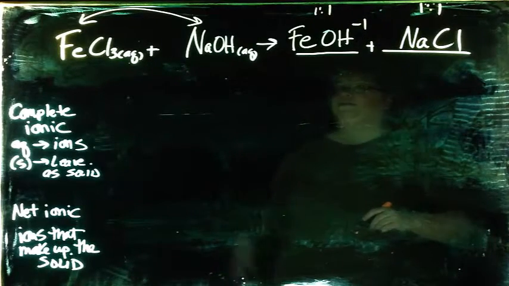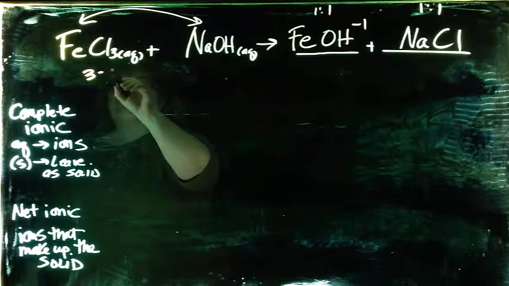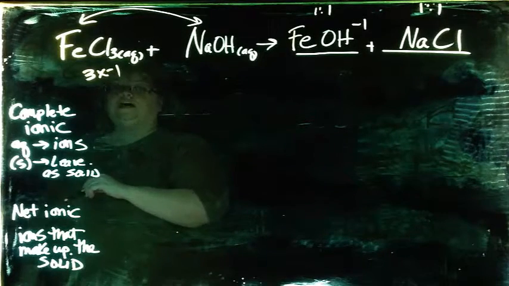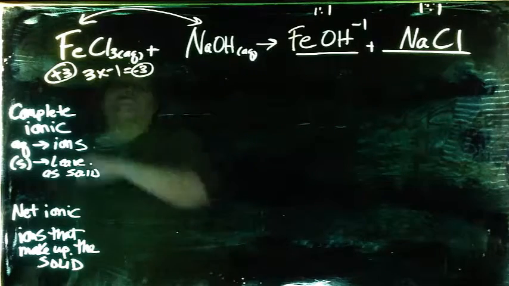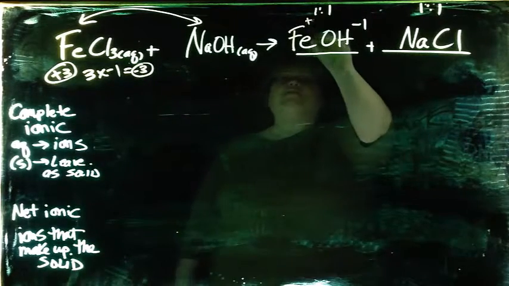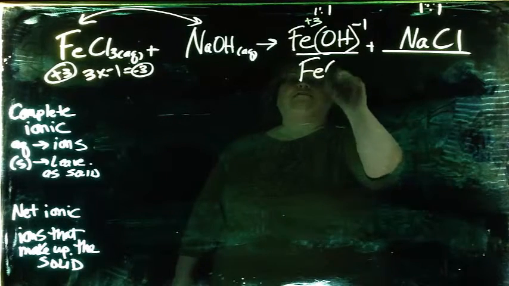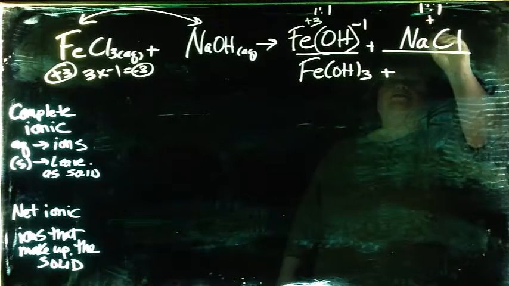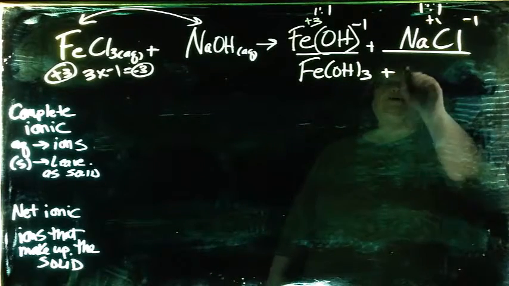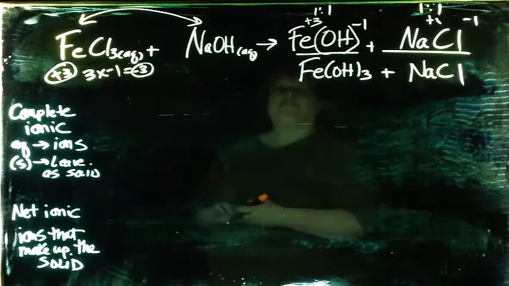Hydroxide is a -1, iron is a +3, because over here you have 3 chlorines. Each of those have a value of a -1. That means then that iron had to be a +3. So here I have a +3. I'm going to crisscross those down, and I would get FeOH3. On this side, sodium was a +1, chloride is a -1. It is already balanced. Thank you very much.